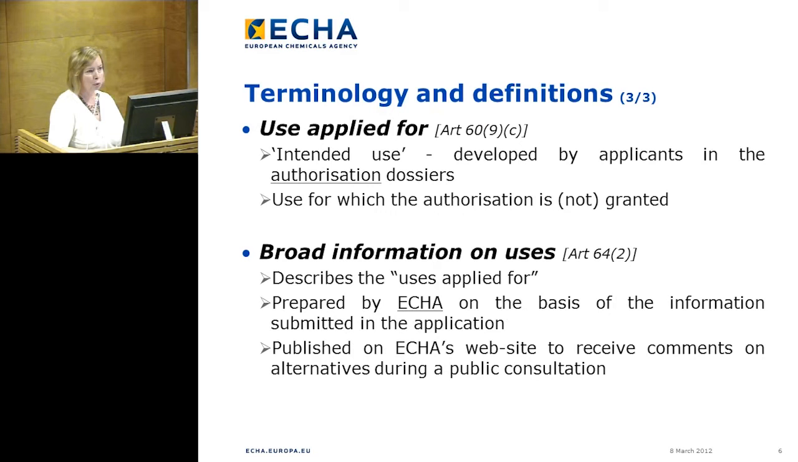Then we go to the terms referring more specifically to authorization. So we have use applied for, which is a use intended, a use developed by applicants in the authorization dossier. And this describes the use that is applied for, and then for which authorization is granted or not. Broad information on use describes the use applied for. It's prepared by ECHA on the basis of information submitted by the applicant, and it is published on ECHA's website during the public consultation process.